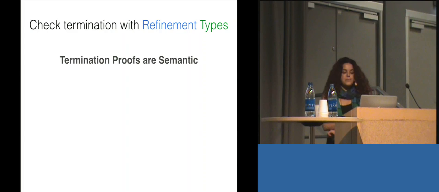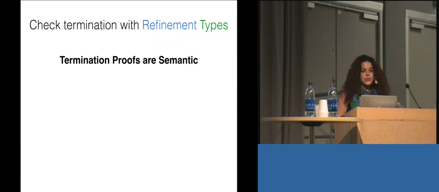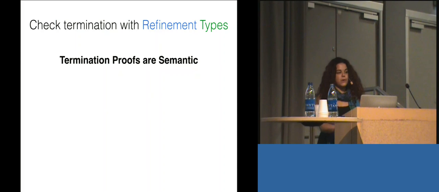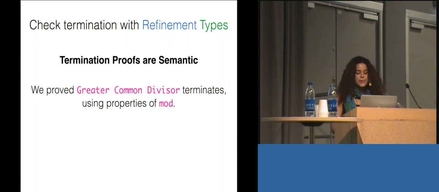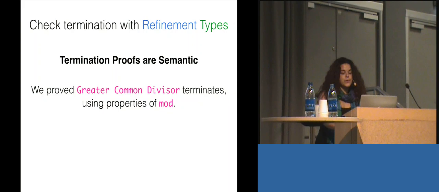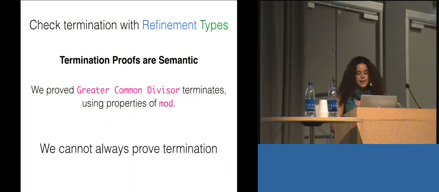So we use refinement types to check termination, and the nice thing about it is that our termination proofs are actually semantic, which means that the termination proofs can use all the information that the refinement types have all around the problem. So for example, we prove that the greatest common divisor does terminate using information from the properties of the mod function. Semantic proofs are very nice, but of course we cannot always prove that all our functions terminate.